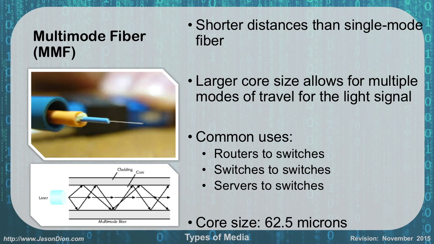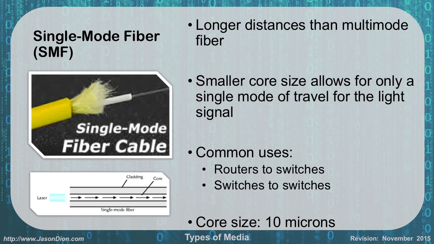Common uses for this is going from a router to a switch, a switch to a switch, or a server to a switch. And the reason why is we want to be able to cover more distance at a higher speed than we would with traditional copper cabling. The core size on a multimode fiber is 62.5 microns. Microns are pretty small, right? We're talking like human hair size here. So even at 62 microns, it's very, very tiny and hard to see, okay?